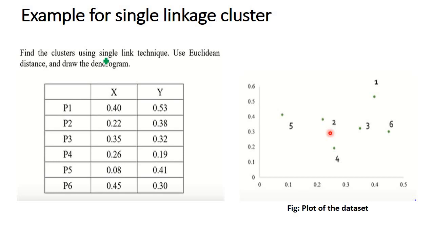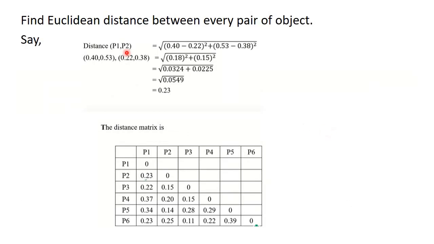Now what we have to do is find the distance between every two objects. So we have to find the Euclidean distance between every pair of objects. I have shown you here how you compute the distance between the first two objects, that is P1 and P2. By the application of Euclidean distance between P1 and P2, I get a distance of 0.23.